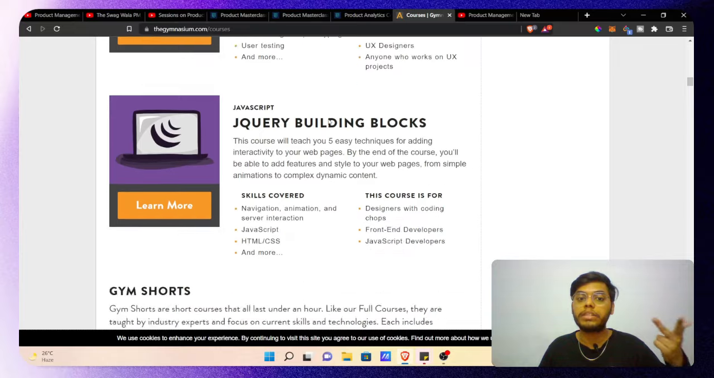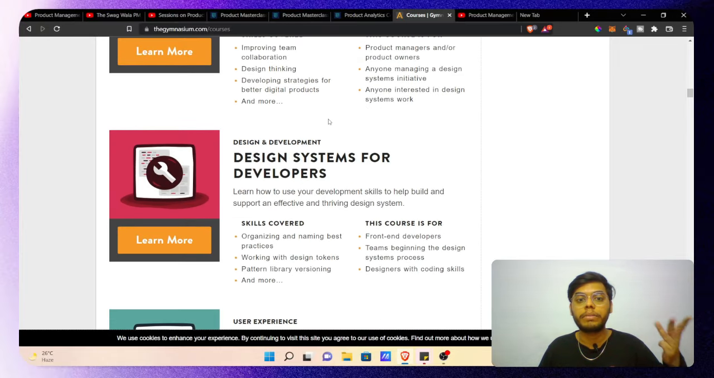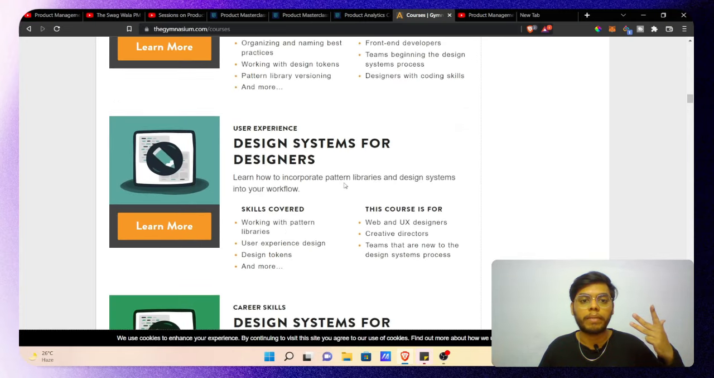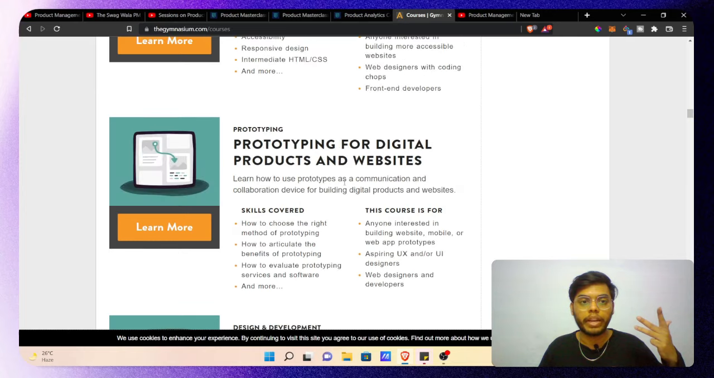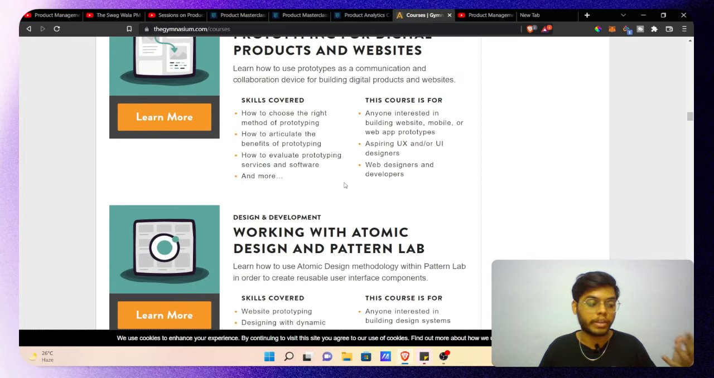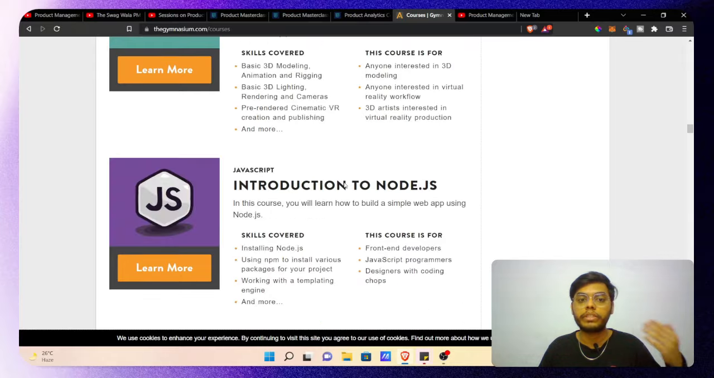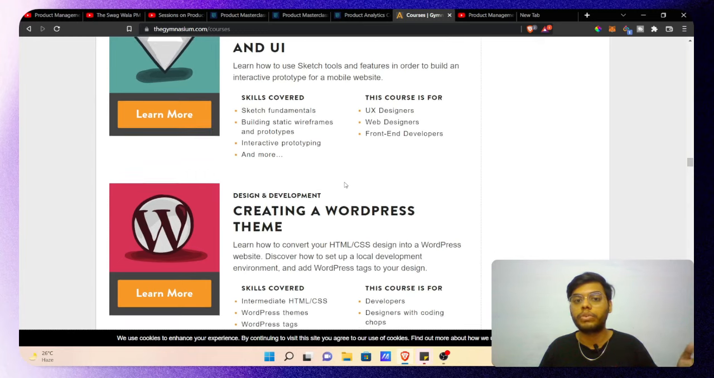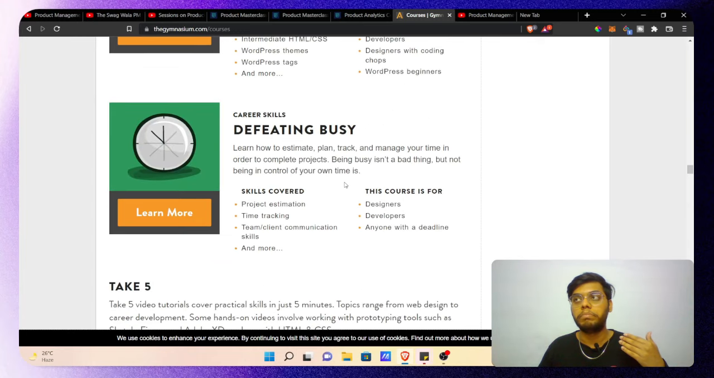And UX fundamentals is important. Design system is important. And then you can do this only for product managers. And then prototyping is also a really important skill to pick up. And a bunch of them, you can just go through them, and wherever you think you might require this skill and which could help you get familiar with the concepts of product management, you can go ahead and do those things as well.